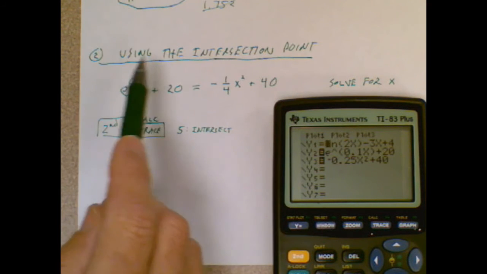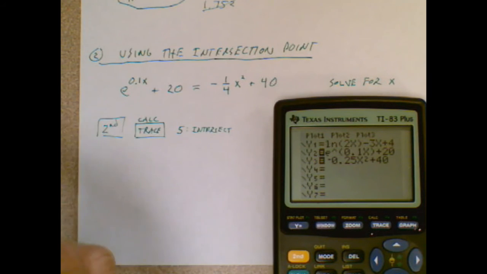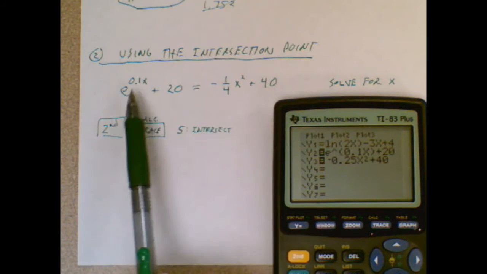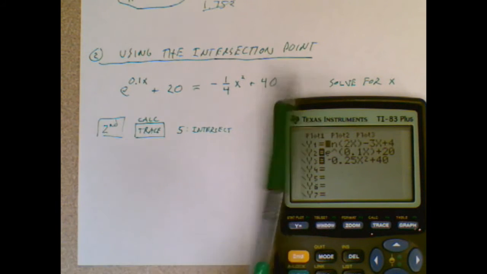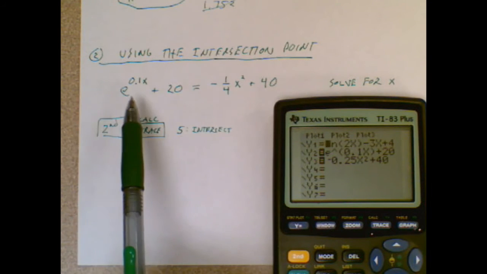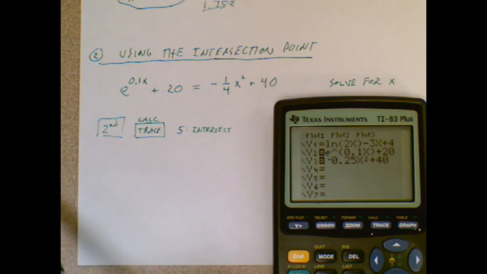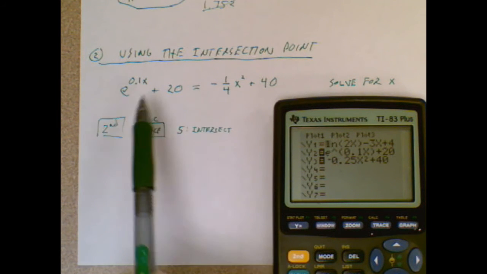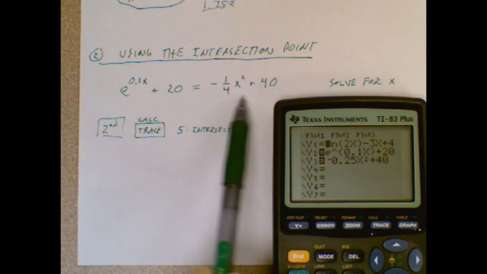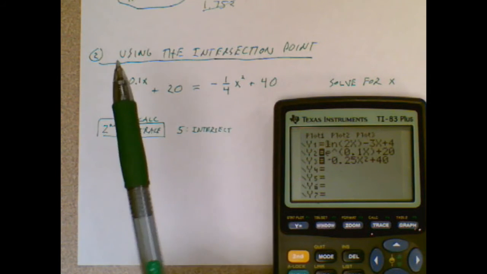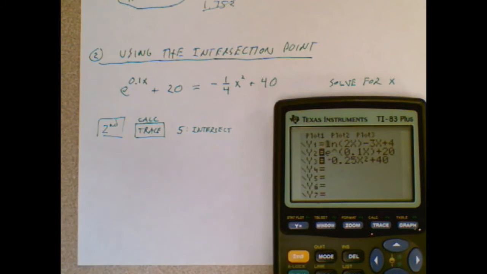We move on to the second technique, which is using the intersection point instead of the x-intercept. And I've made another contrived and hopefully scary looking equation. We want to solve for x. So now instead of using our algebra skills to rearrange this thing so that it's set equal to 0, I'm going to leave it as is and say, hey, this is a curve, I'm going to graph it. This is a curve, I'm going to graph it. I'm going to see where they intersect. So second, calc or trace and intersect.